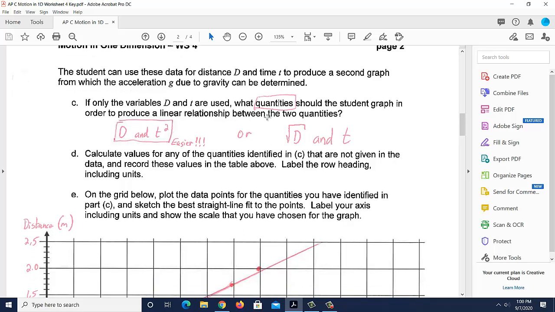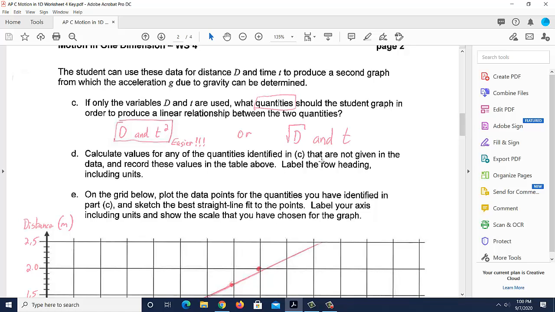Now notice it says quantities. So if you just write time squared, that's a quantity. You need to put both of them in there. I've seen people lose a simple point. They knew exactly what they were doing, but they didn't answer the question. So you need to say distance and time squared. Now, could you do square root of distance and time? Sure. I don't know why you would. It makes life more difficult, but you certainly could. They would allow you to do so as long as your work later works.